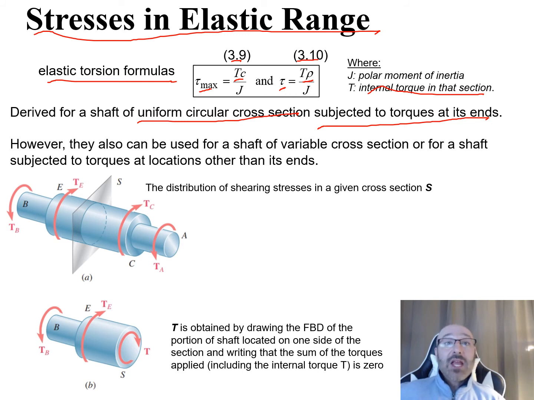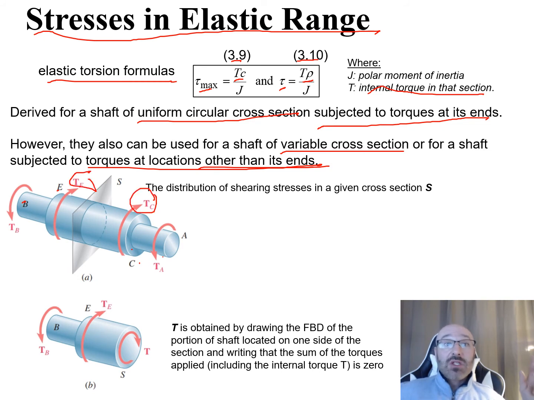However, they can be used for a shaft of variable cross-section, or for a shaft subjected to torques at locations other than at its ends. You can see right here, we have this variable cross-section shaft going from B to A, where the diameter from B to E is different from that from E to C, different from that from C to A. So this is a variable cross-section, but we can see it is subjected to torques at locations other than its ends, because you can see this torque TE and this torque TC right there.